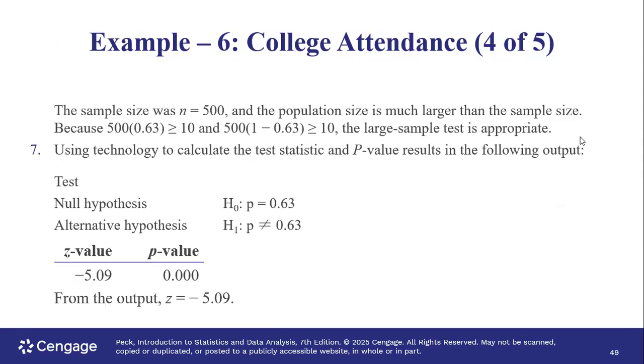The next thing we should check is n times p0. n is 500. 500 multiplied by the value in the null hypothesis, the population proportion, 0.63. So let's do it. 500 multiplied by 0.63 is 315. That is greater than or equal to 10. And also we should do 500 times (1 minus 0.63), hit enter, that is 185, that is also greater than 10.